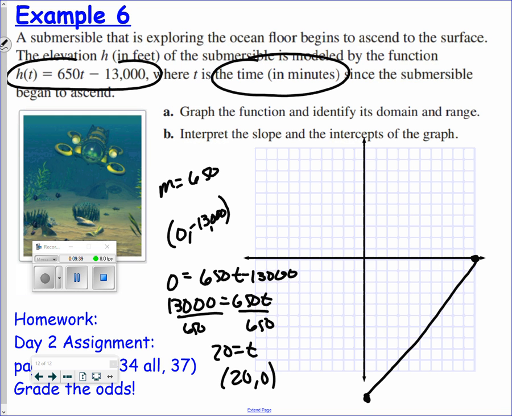And so if you're looking at this from the domain's perspective, you're talking about from 0, this is t, to 20 minutes. That's how long it's taking the sub to go from the bottom to the top. And the range is from negative 13,000 all the way up to 0, because that's when we've hit the surface of the water.